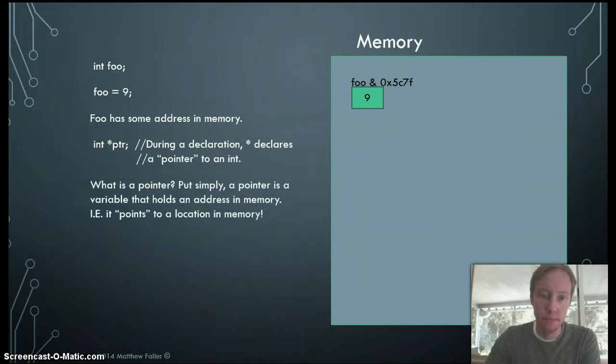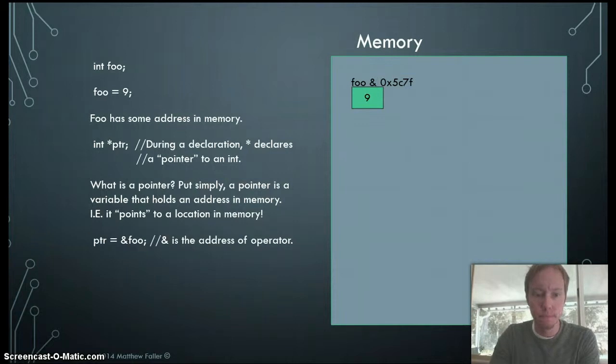And basically what a pointer does is it holds the address of some block of memory. So in this case, if we use the address operator and assign foo's address to pointer, what's happening is that pointer now holds foo's address. It doesn't hold the value inside of foo. Pointer doesn't hold 9. It'll hold this address here.